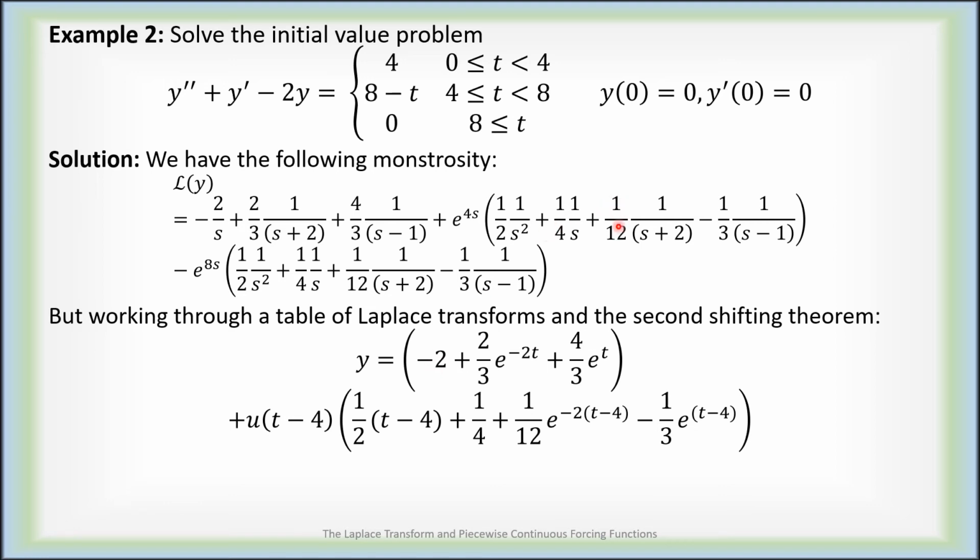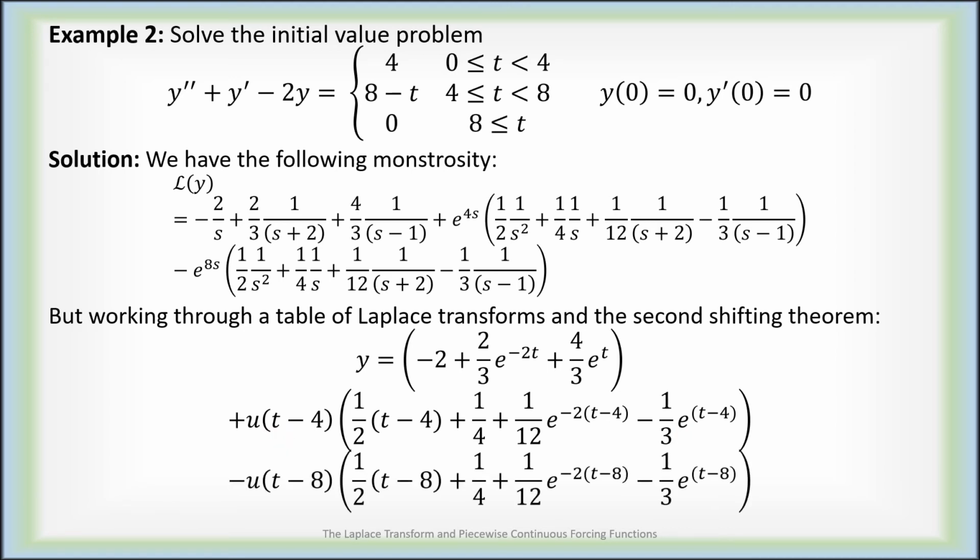Here, 1/12, 1 over s plus 2. Inverse Laplace transform of 1 over s plus 2 would typically be e to the minus 2t. But because it's being multiplied by this exponential here, I end up with a shifted function, and instead of getting e to the minus 2t, it's e to the minus 2 times t minus 4. Finally, this 1/3 hangs out, and instead of the inverse Laplace transform just being e to the t, it's going to be e to the t minus 4, again, times this step function, which has been factored out of everything.